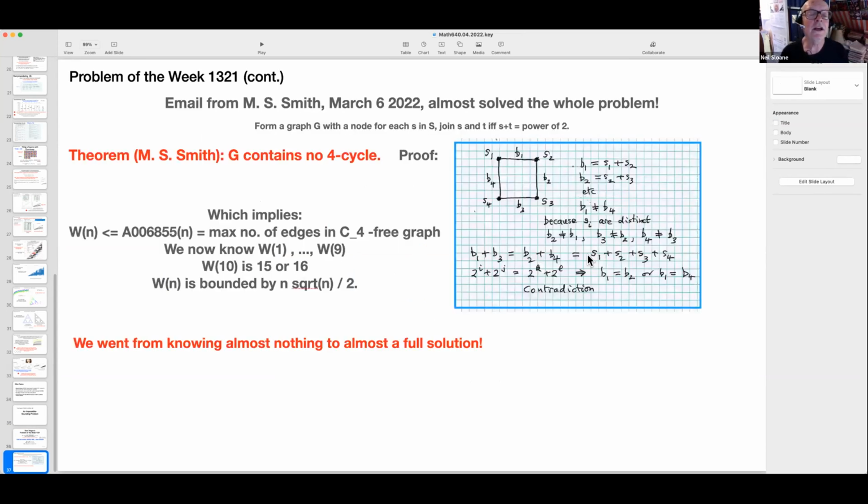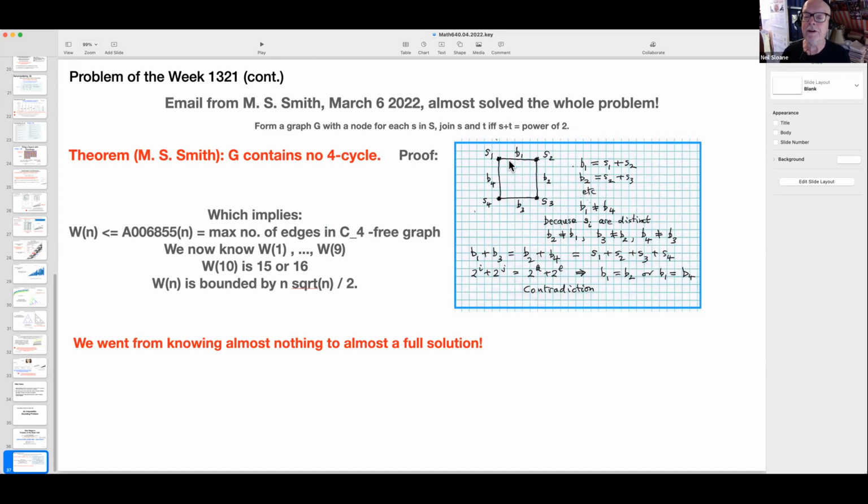So last month, I got an email from M.S. Smith that almost solved the whole problem. There's a theorem. Smith's theorem is that if you form the obvious graph, make a graph whose nodes are the elements of the set and join 2 of them if the sum is a power of 2, the theorem is this graph contains no 4 cycle. You can't have a 4 cycle in the graph, and the proof is not that difficult.